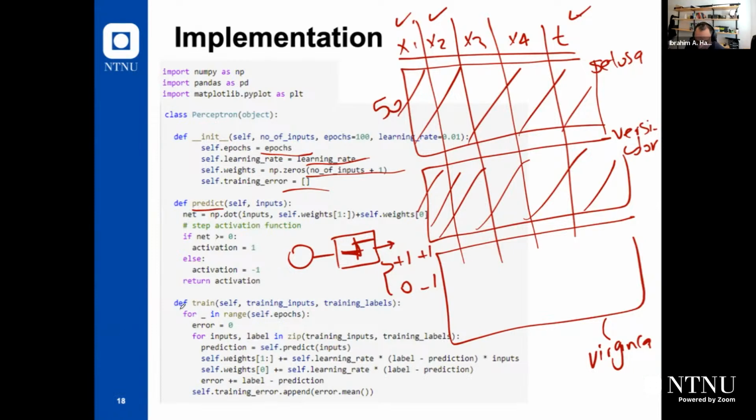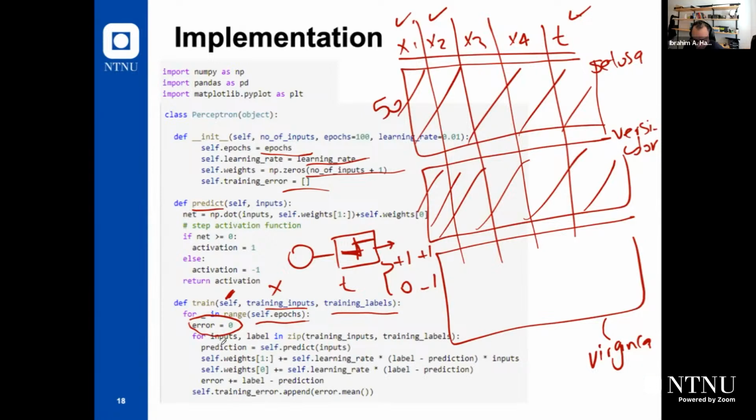So here I have another function called train, and the input to this one will be my object, the training inputs and the training labels. So the input will be X and T, the target value. We run this for a number of epochs, and in each epoch we need to calculate the prediction error. We need to initialize the error in each epoch because I need to plot it at the end. So for all training inputs and training labels, we calculate the prediction: prediction equals self.predict.